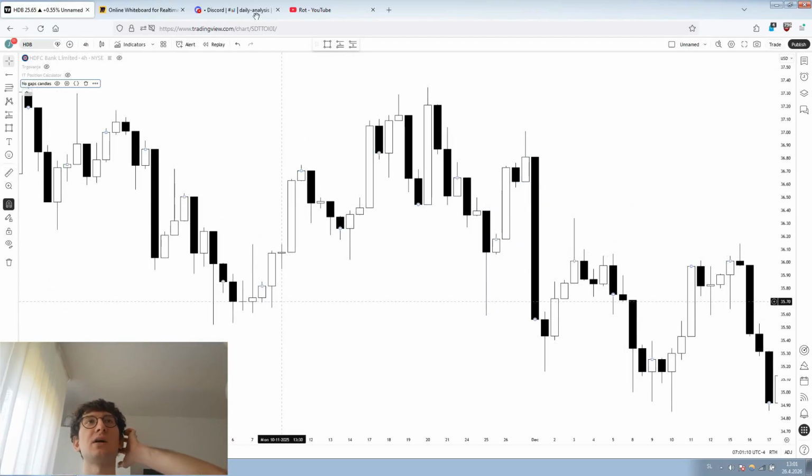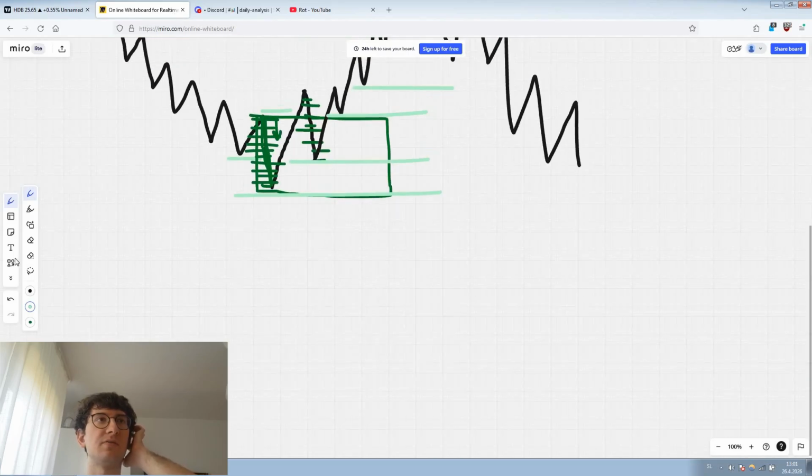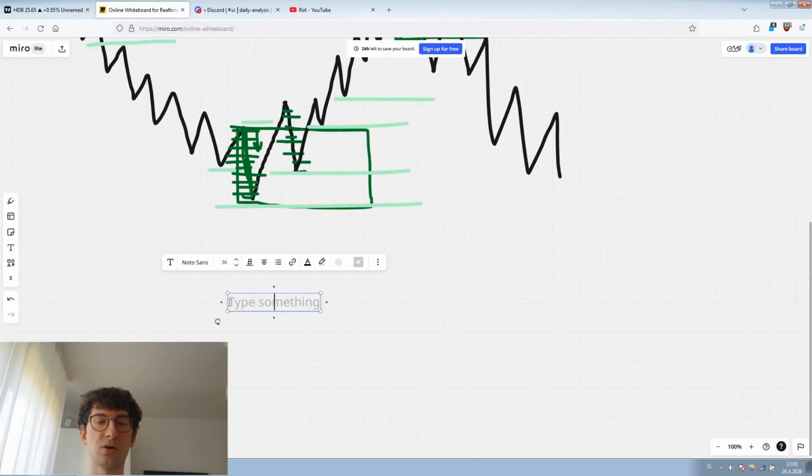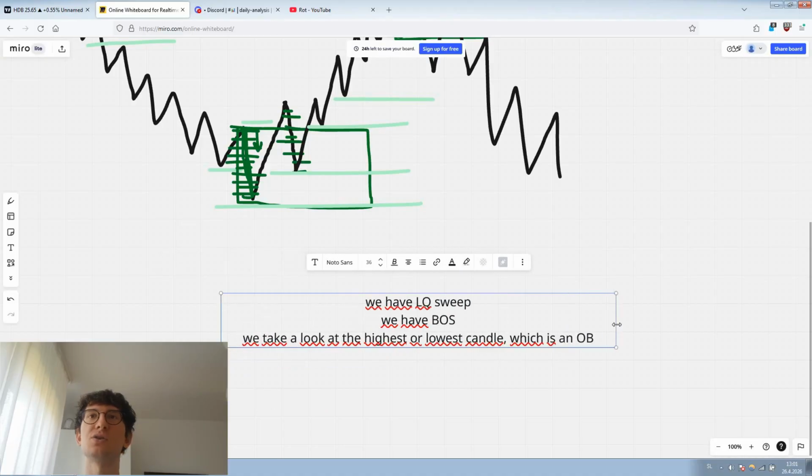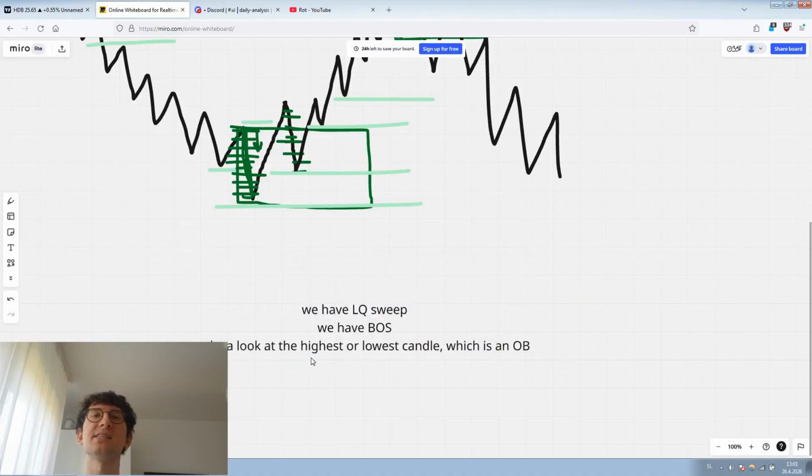So what do we have to take a look at? Let me invite you over here. So we have liquidity sweep, we have break of structure, we take a look at the highest or lowest candle, which is an order block. Okay, so that's essentially it.